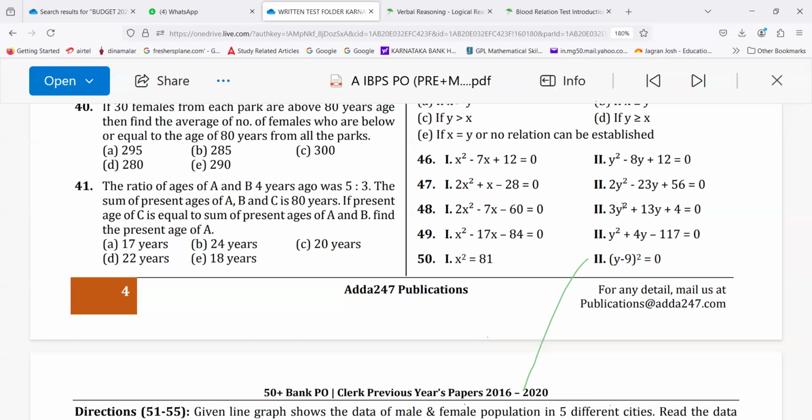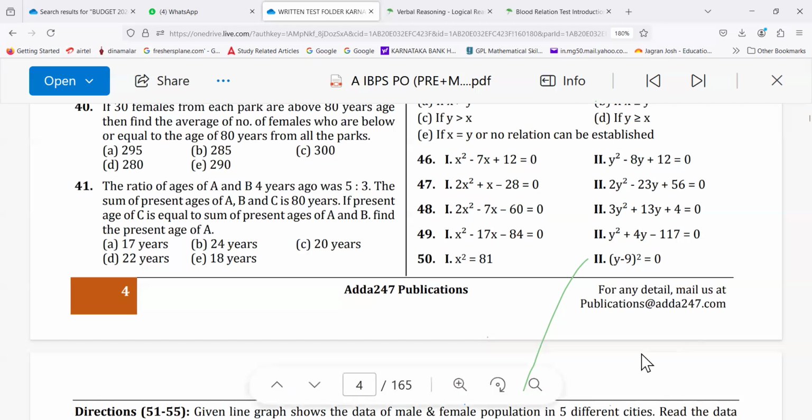Are you able to find this solution? When I give you the equation 3x is equal to 5y minus 8, or in other words 3x minus 5y is equal to minus 8, and then x plus y is equal to 40, you multiply the second equation by 3: 3x plus 3y is equal to 120. From there you can find out.